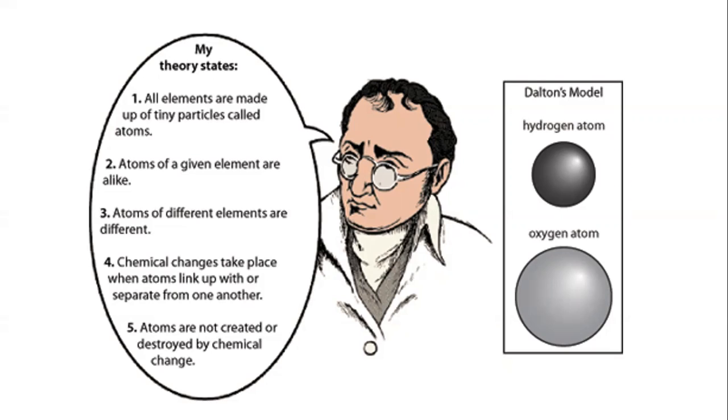All atoms of the same element are alike and have the same mass. Atoms of different elements are different and have different masses. Atoms join together to form compounds, and a given compound always consists of the same kinds of atoms in the same proportions.